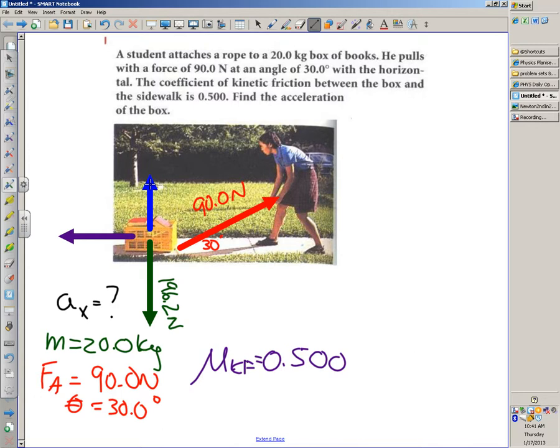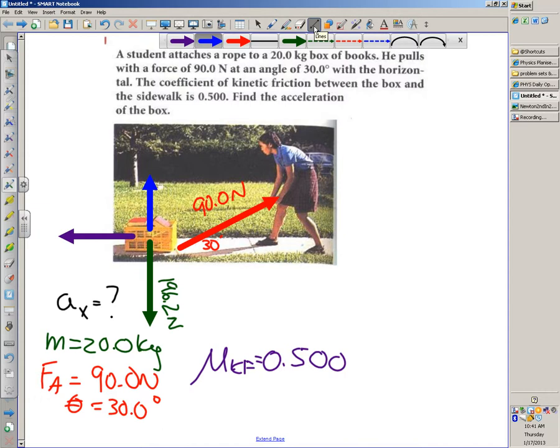Can we immediately label it as 196.2? No, in this case we can't, because the next step in our free body diagram is going to be what? What are we going to have to do next before we do anything else? Let's find our components.